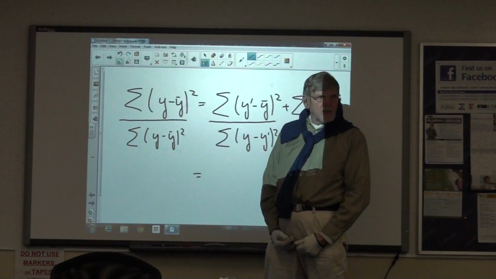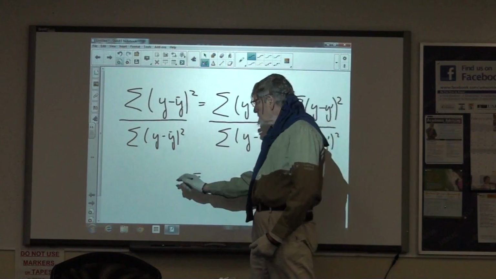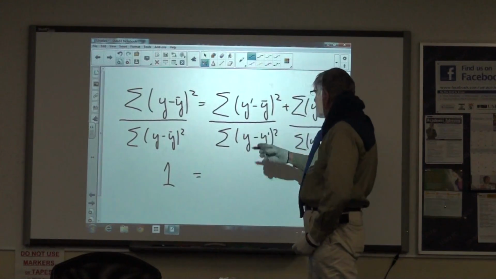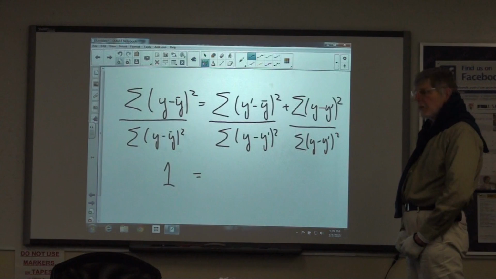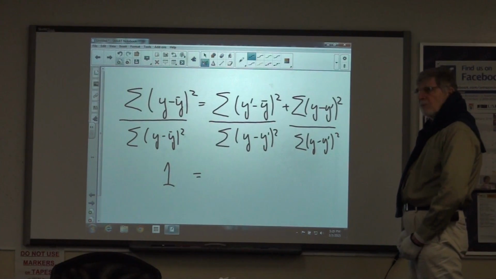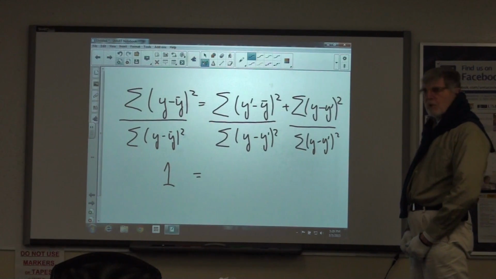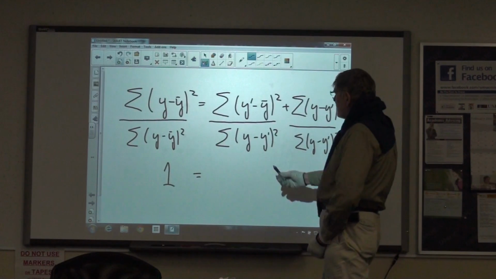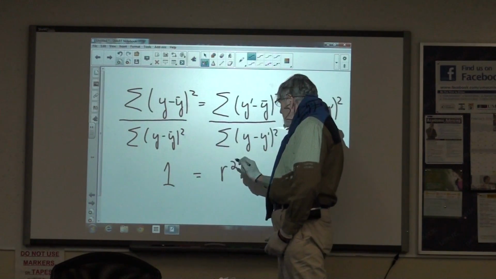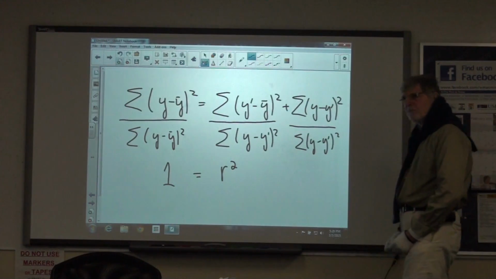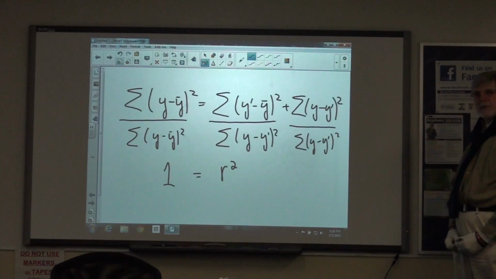What's anything divided by itself? 1. Now on the right side, you say you're going to get something very, very complicated. And you will. But it turns out that after all of that complication, what is represented on the right side algebraically is the same as r squared, which is an amazing fact.